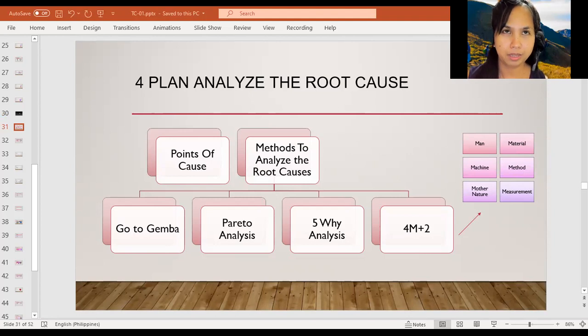Okay. One way that we can think about this more deeply is if we imagine a large tree. The part of the tree that we can see above the ground is the point of cause, while the roots under the ground could be likened to the root cause.